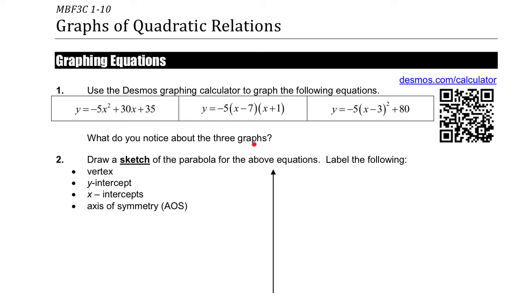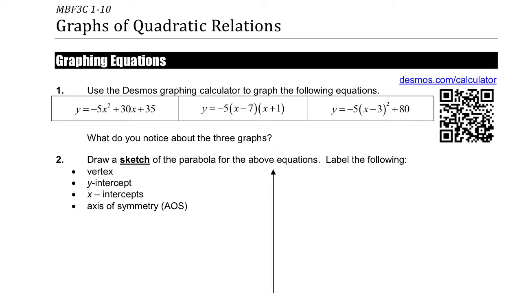So what do you notice about the three graphs? Well, hopefully if you typed these equations in correctly into the calculator, you would notice that the three graphs are identical. These three different equations graph the same quadratic relation. And that's one of the big ideas of this topic, is that you can graph quadratic relations using equations that are written in three different ways.